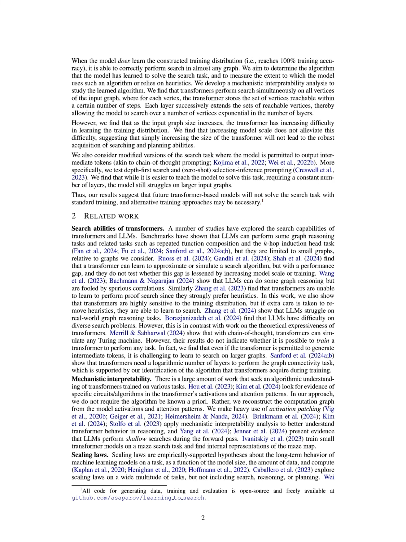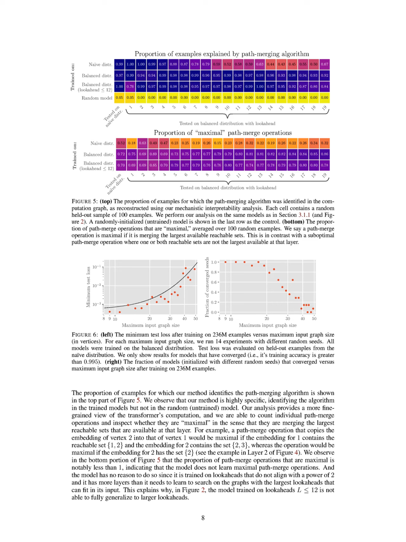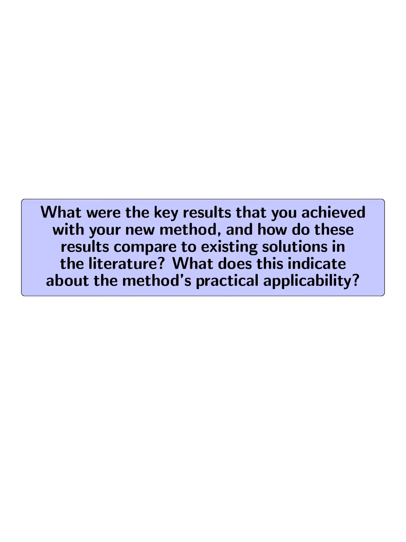Additionally, we conducted mechanistic interpretability analyses to reconstruct the computation graphs of the trained models, allowing us to identify the specific search algorithms they learned. Metrics included training accuracy, test loss, and the proportion of path merge operations identified, which provided insights into the model's search capabilities and their generalization to unobserved look-aheads. What were the key results that you achieved with your new method, and how do these results compare to existing solutions in the literature? What does this indicate about the method's practical applicability?